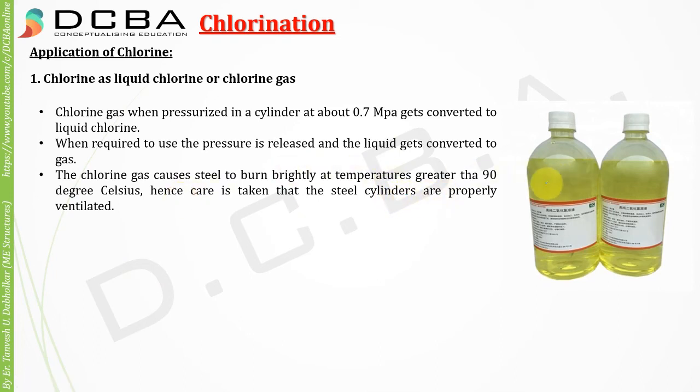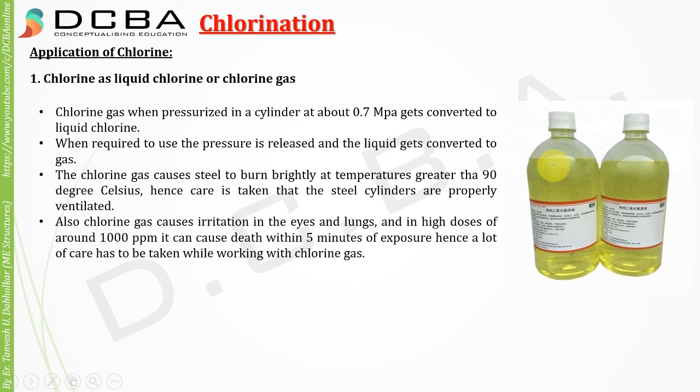So, liquid chlorine is stored in such a way that it is under pressurized conditions. When the pressure is released, the liquid gets converted to gas, and that gas is then used for our disinfection purpose. And again, care is to be taken that the steel cylinders being used for storing and for passage of these gases are properly ventilated. Also, chlorine can cause irritation in the eyes and lungs, and in high doses of around 1000 ppm, it can cause death within 5 minutes of exposure. Hence, a lot of care has to be taken while working with chlorine gas.